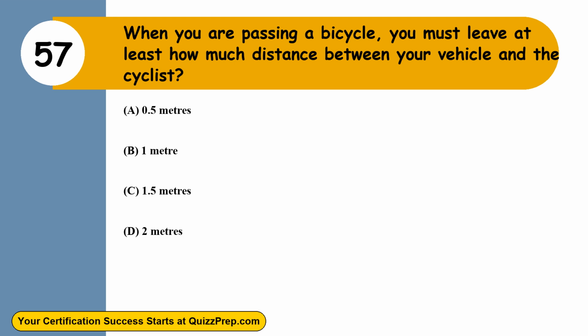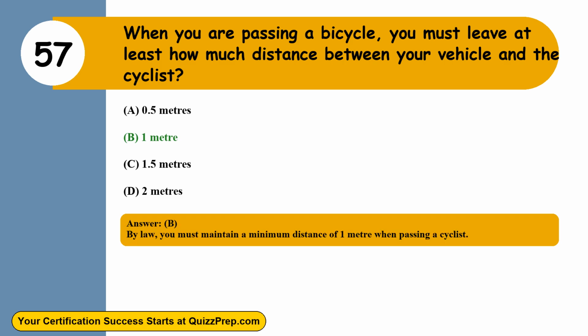Question 57. When you are passing a bicycle, you must leave at least how much distance between your vehicle and the cyclist? Option A, 0.5 meters. Option B, 1 meter. Option C, 1.5 meters. Option D, 2 meters. The correct answer is option B, 1 meter. By law, you must maintain a minimum distance of 1 meter when passing a cyclist.